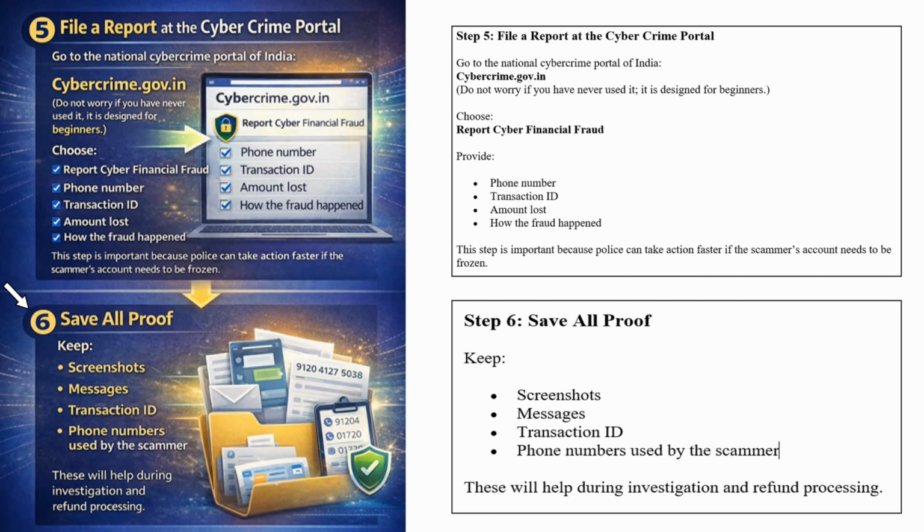Step 6 is save all proof. You have to keep screenshots, messages, transaction ID, phone numbers used by the scammer. This will help during investigation and refund processing.